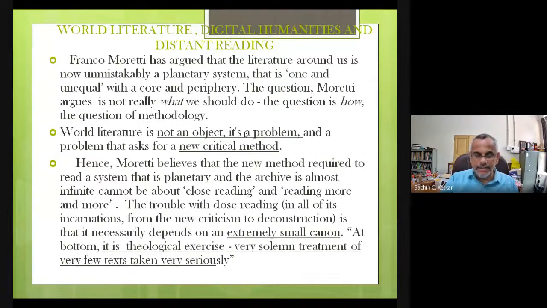Moretti would say that in Jane Austen's time, there were thousands of novels written. Thousands, right? And in order to reach a conclusion about what Jane Austen tells you about the 19th century, we have to read a fairly huge sample size, at least 50 novels, and you can see that it's not possible for anybody to read that much for PhD projects, right? So you are dealing with a very small sample size and making generalizations, and this is where we are talking of research methods, right? Today we are going to be talking of research methods. So the sample size to draw conclusions has to be substantial. Close reading, in all its incarnations from new criticism to deconstruction, is canonical. And he says at bottom it's a theological exercise, a very solemn treatment of few texts taken very seriously.